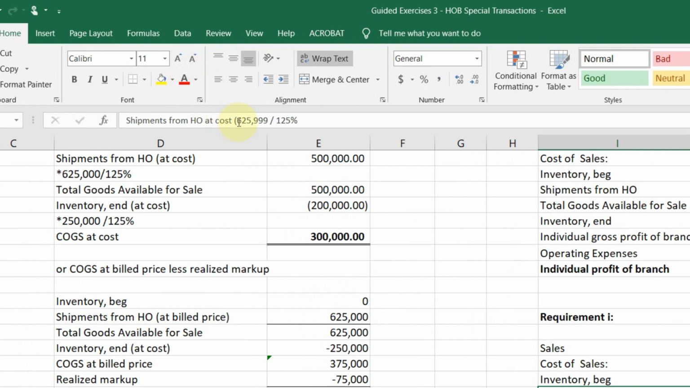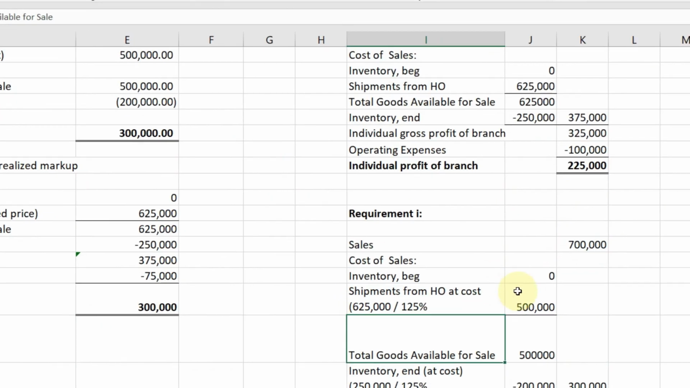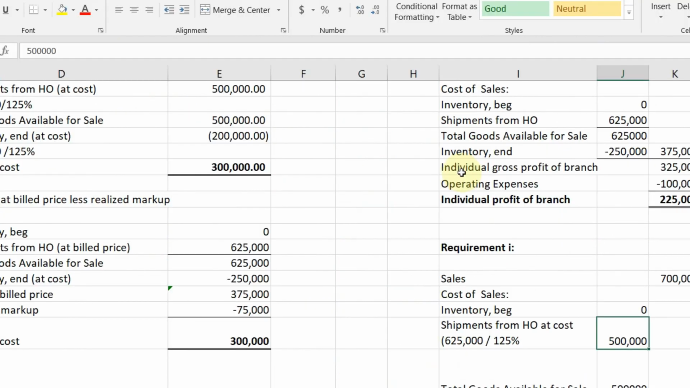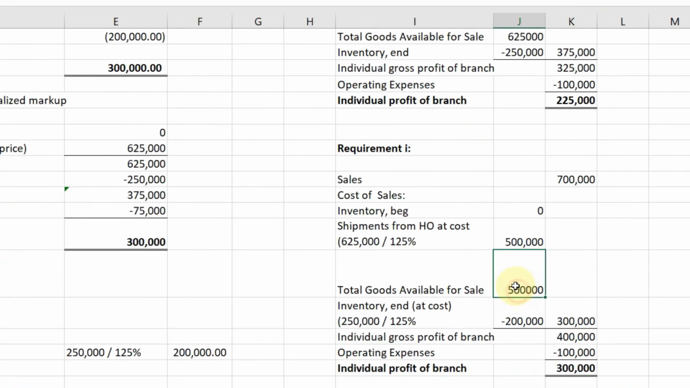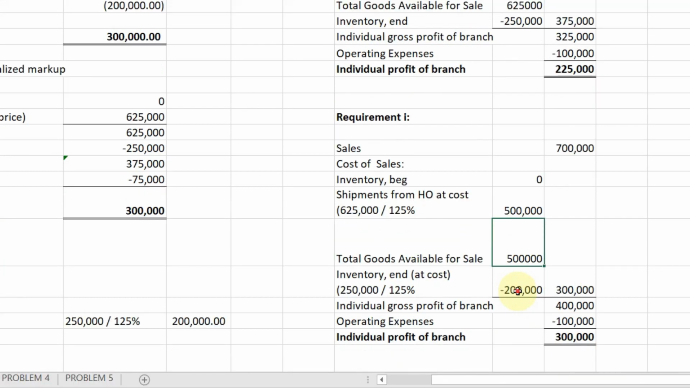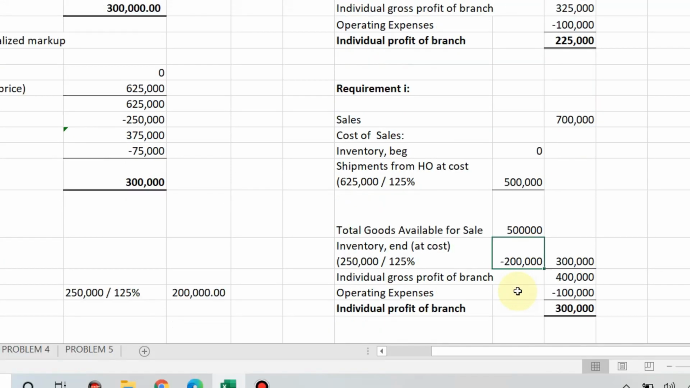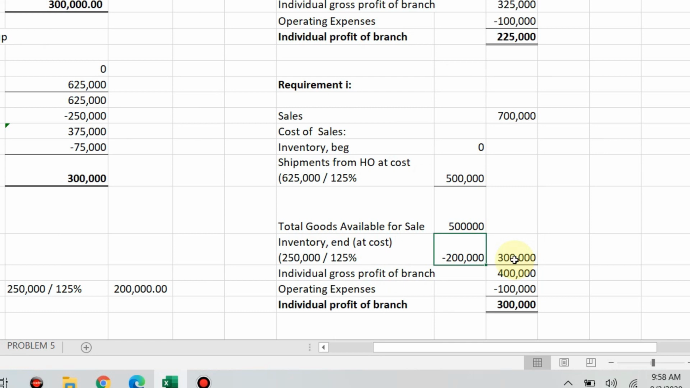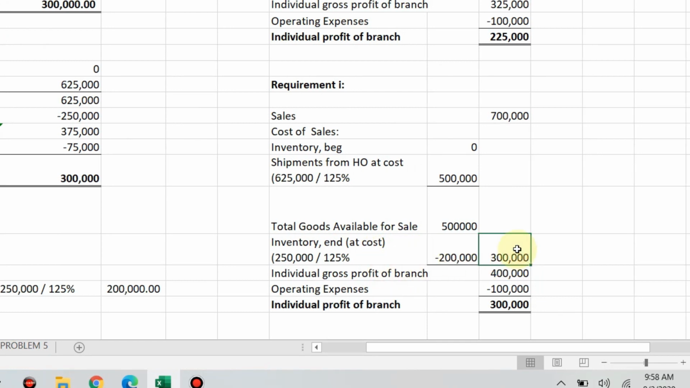Sorry, mali ang pindot. Pero tama naman ang compute. Okay? So, we have 625,000 divided by 125. You have 500,000, tigas na 500,000. You have inventory end of 200,000. Okay? Tinanggal mo yung markup. Total COGS of 300,000. Ito yon.